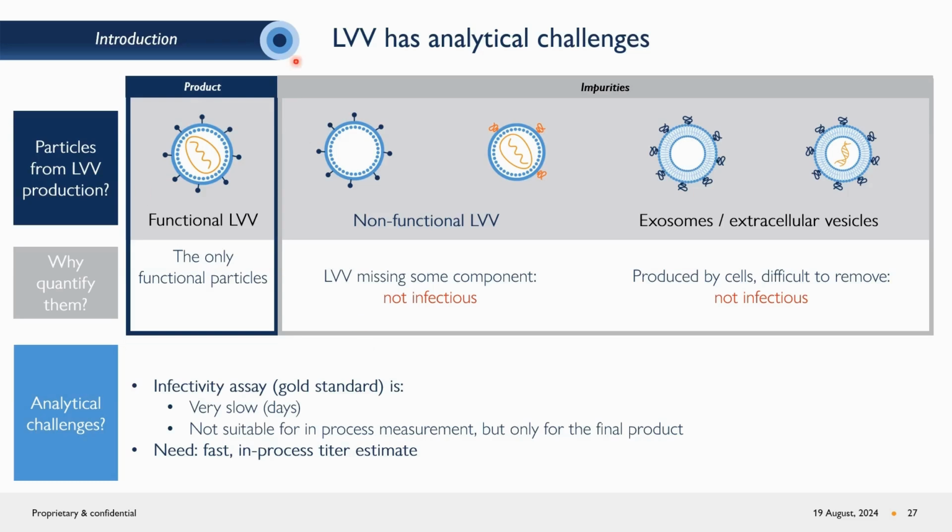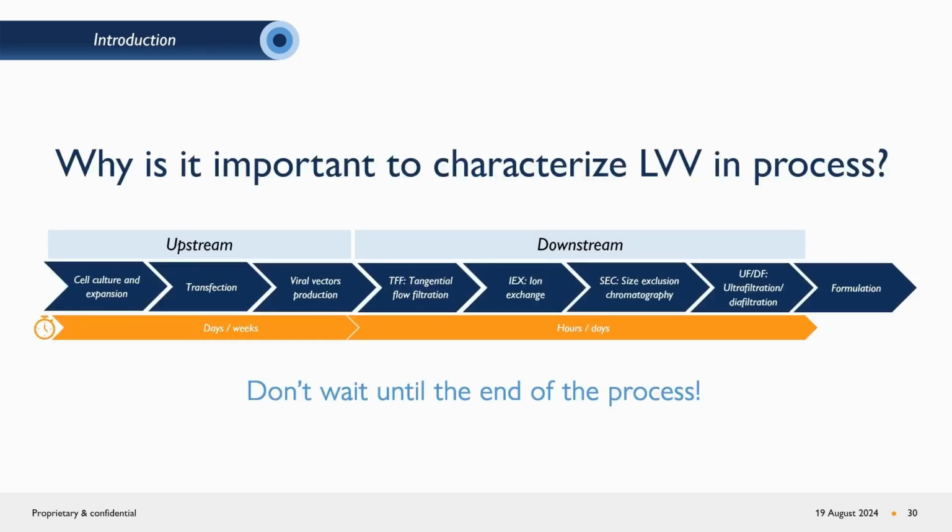So why is it important to characterize lentivirus in process? Similar to the situation described earlier for adenoviruses, the production process for lentiviruses is long and composed by several steps, which overall take days, if not weeks. If you wait until the end of the process and only find out at the end that there was something not going right, effectively you wasted a lot of time. So if you could monitor each and every step and assess whether the production is going towards the right direction, it would save a lot of time and ideally resources as well.